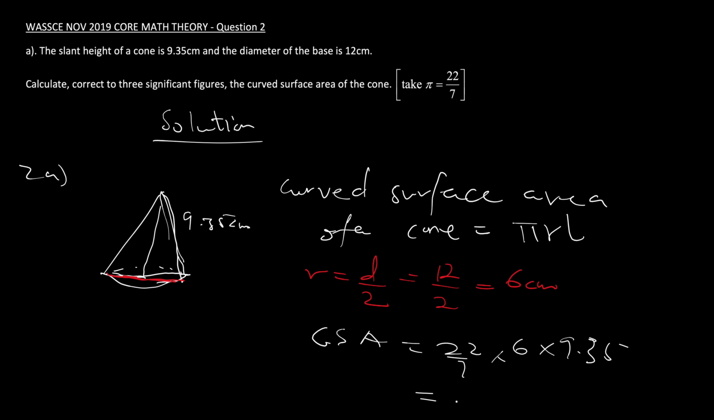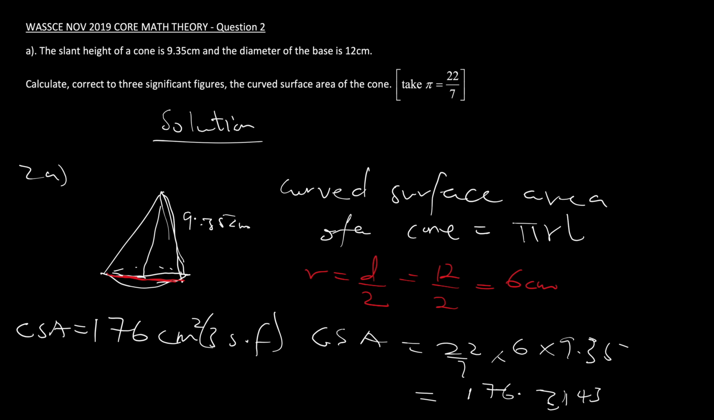And this should give us 176.3143. But then we are being asked to correct to 3 significant figures. And so our curved surface area would be 176 centimeters squared if you correct to 3 significant figures.